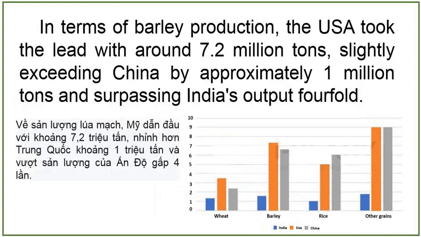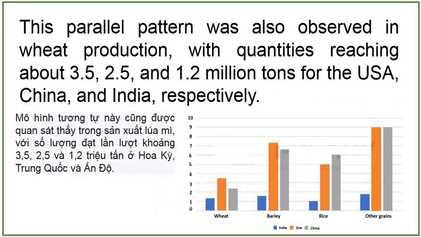In terms of barley production, the USA took the lead with around 7.2 million tons, slightly exceeding China by approximately 1 million tons and surpassing India's output 4-fold. This parallel pattern was also observed in wheat production, with quantities reaching about 3.5, 2.5 and 1.2 million tons for the USA, China and India respectively.